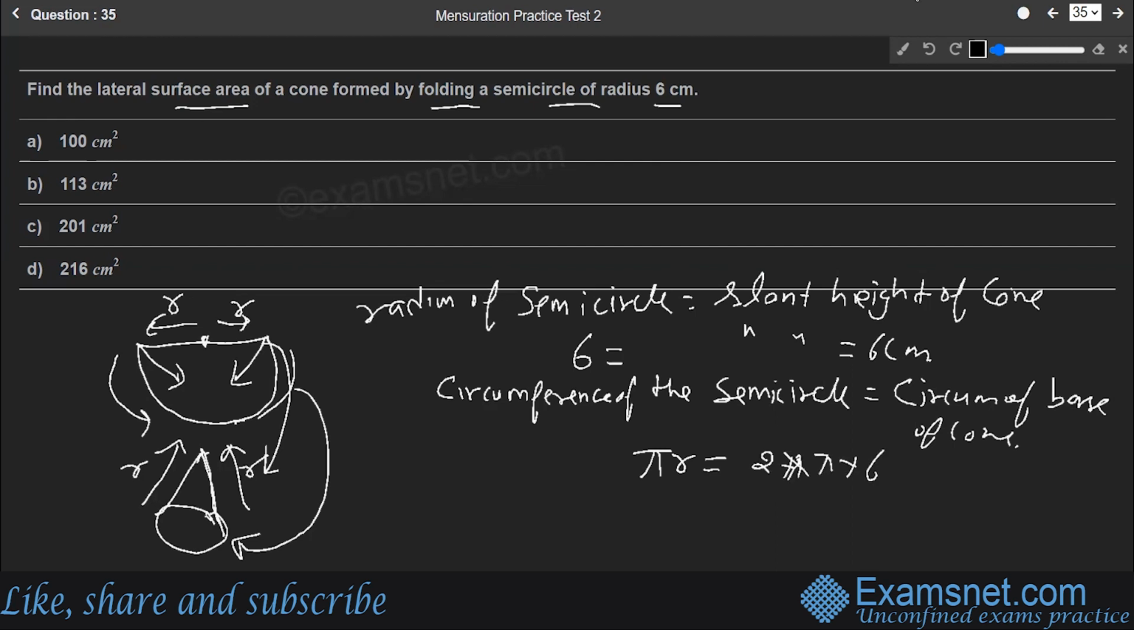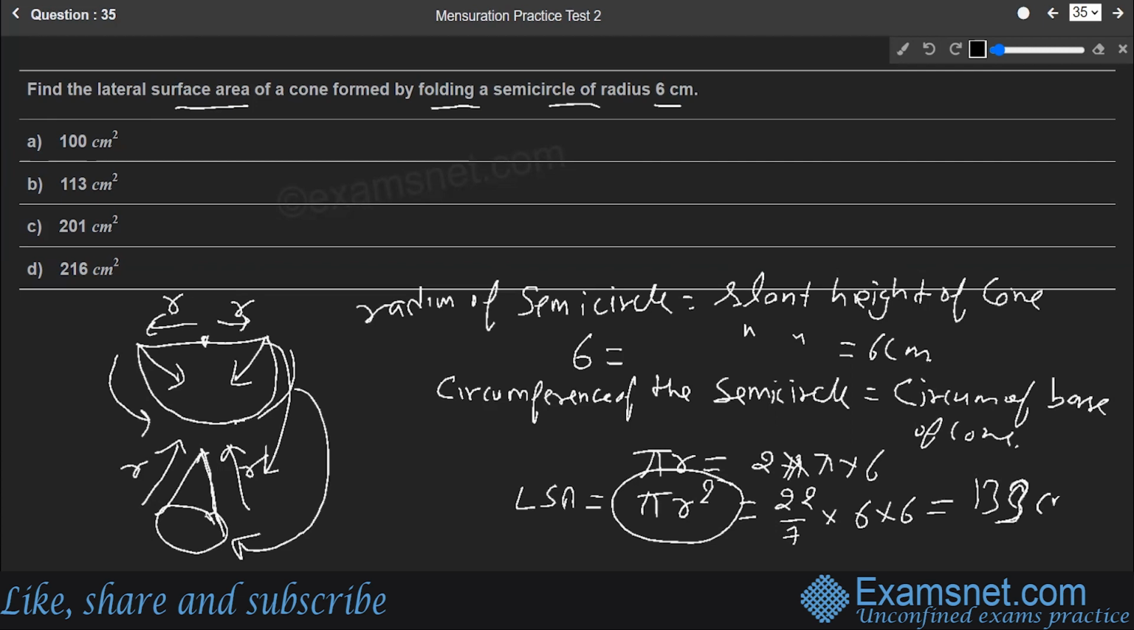This pi and pi get cancelled. So we can say the area of the cone can be calculated by pi r square, because that is ultimately a circle. That is equal to 22 by 7 into the radius value 6 into 6. If we solve this further, this comes out to be simply 133 centimeter square. Let's see where this is available.